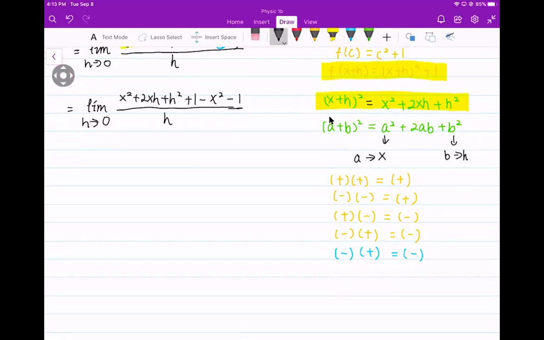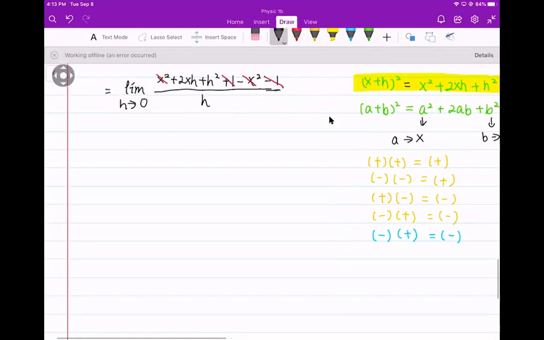Now it's easy. We notice that there are x squared minus x squared, which means they equal 0, so they cancel out with each other. And there's a plus 1, there's a minus 1. They also cancel out with each other because plus 1 minus 1 equals 0. Okay? Now we copy down the rest of the thing. We have 2xh plus h squared over h. Now, do you know how to solve it?